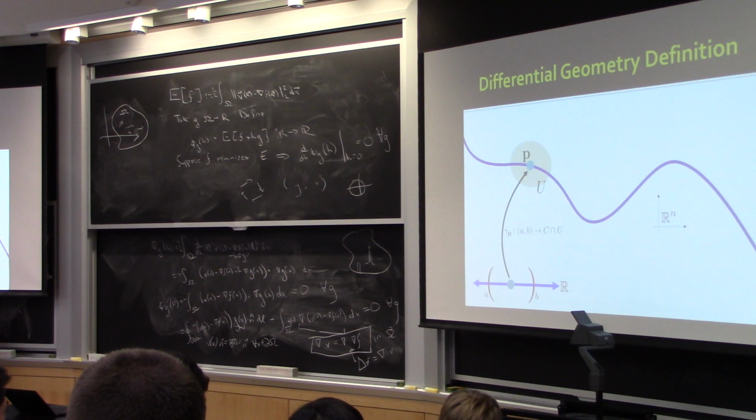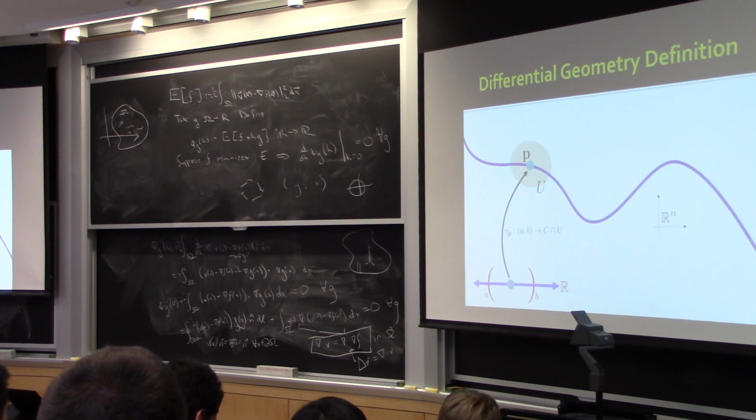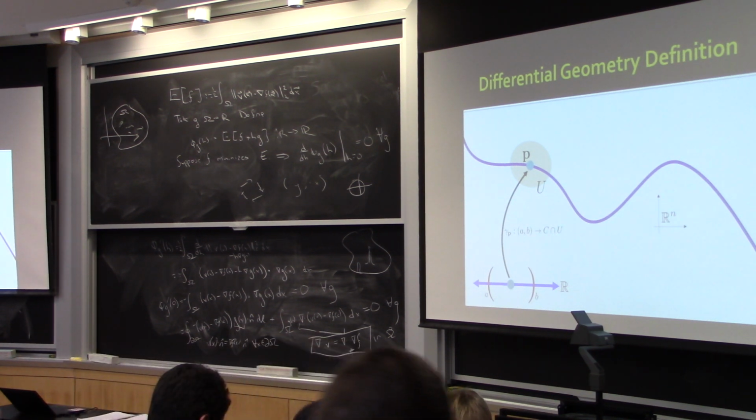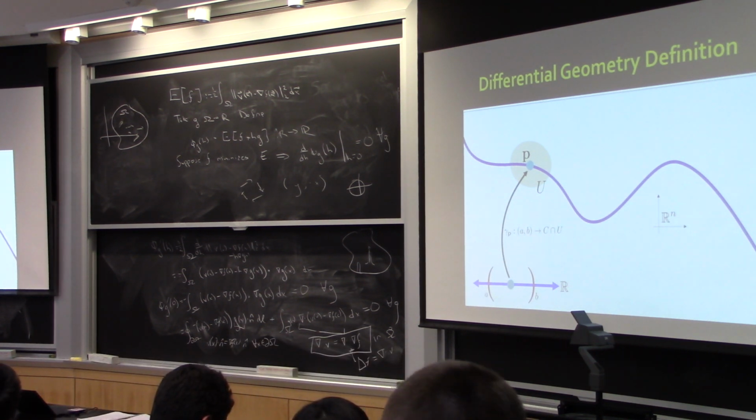So, what is a curve? Let's say I'm sitting on the plane. A curve says I grab a point P on this set of points, and I draw a little region around it. I'll call it U.